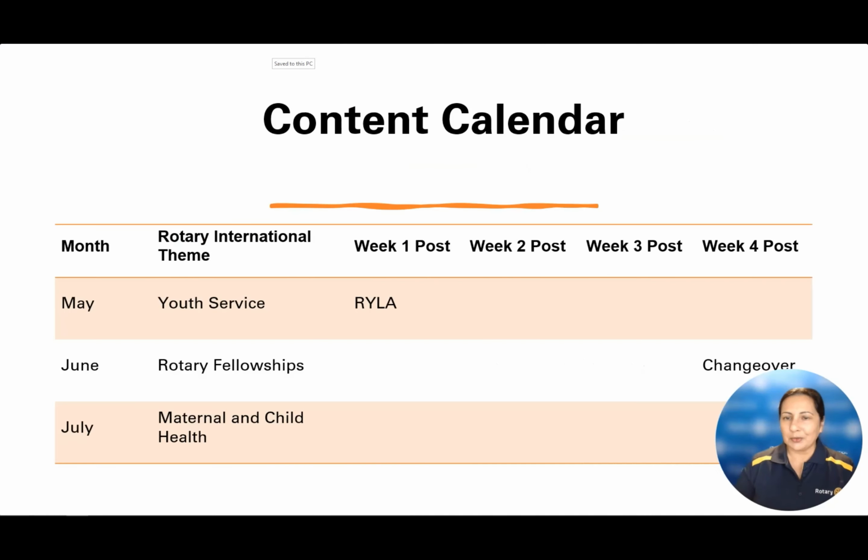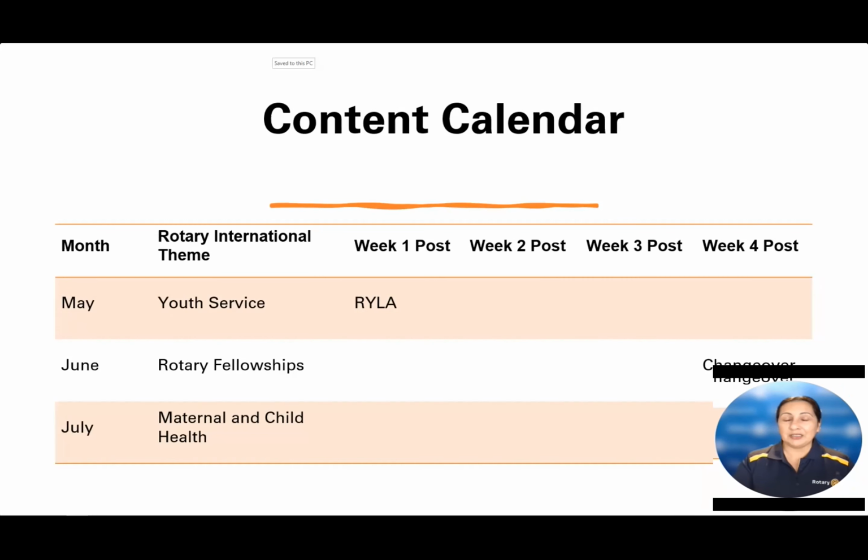Okay, so this is what a content calendar looks like. In case you don't know, very, very simple. Take a piece of paper, create one for the year, and I have put in here the three themes for May, June, and July, and tried putting together some content here. I guess end of June being changeover, most clubs changeover. One of your posts can be something around changeover at the end, thanking the departing team and welcoming the incoming leadership team for your club.